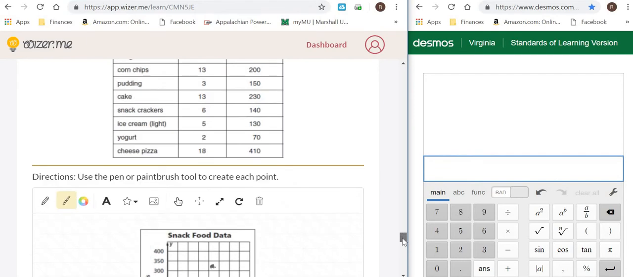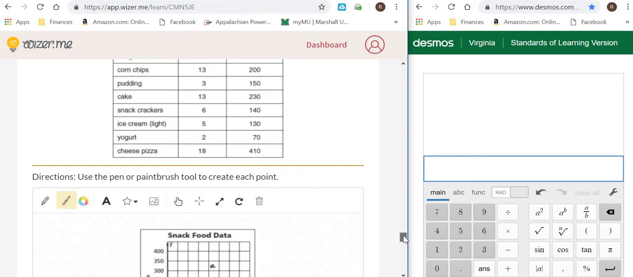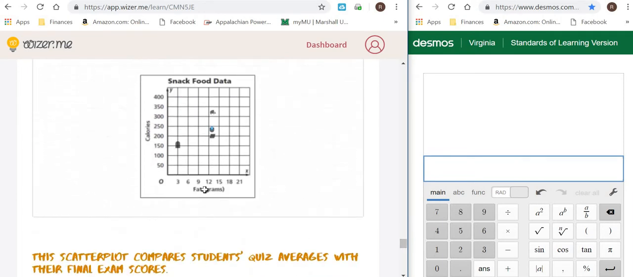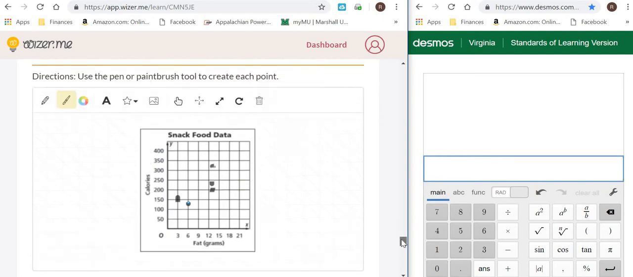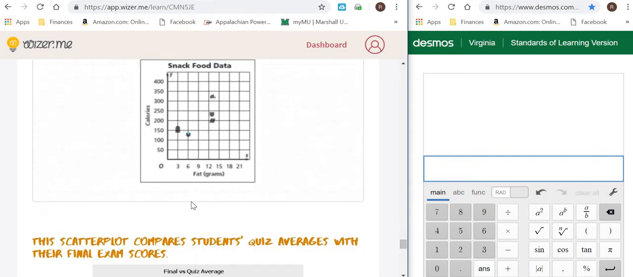And cake is 13 and 230. So let's go back to 13, and then we're going to find where 230 is, probably right around there. Okay. After cake comes snack crackers, 6 and 140. So here's 6, and let's go up right around here to 140. So we have a mark there. Ice cream, 5 and 130. So 5 is between these two, and 130 is also between these two. So it'll be right around there.